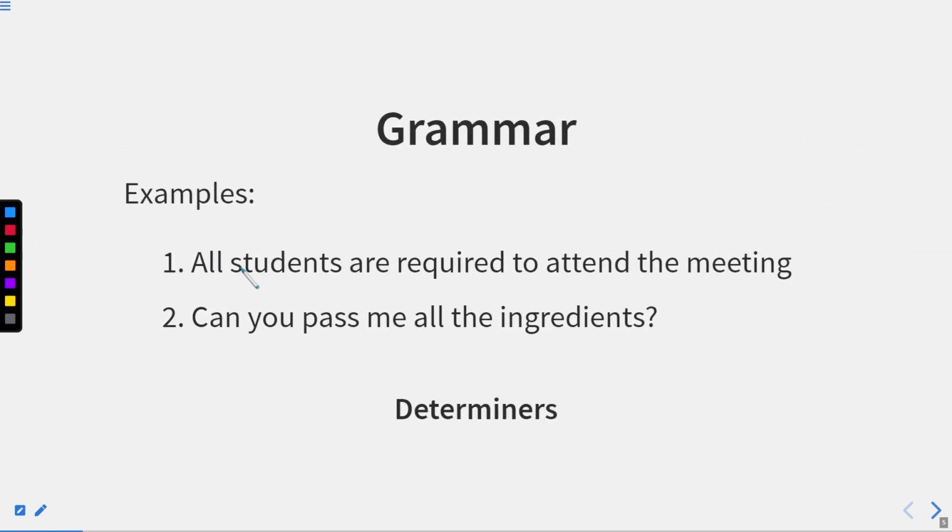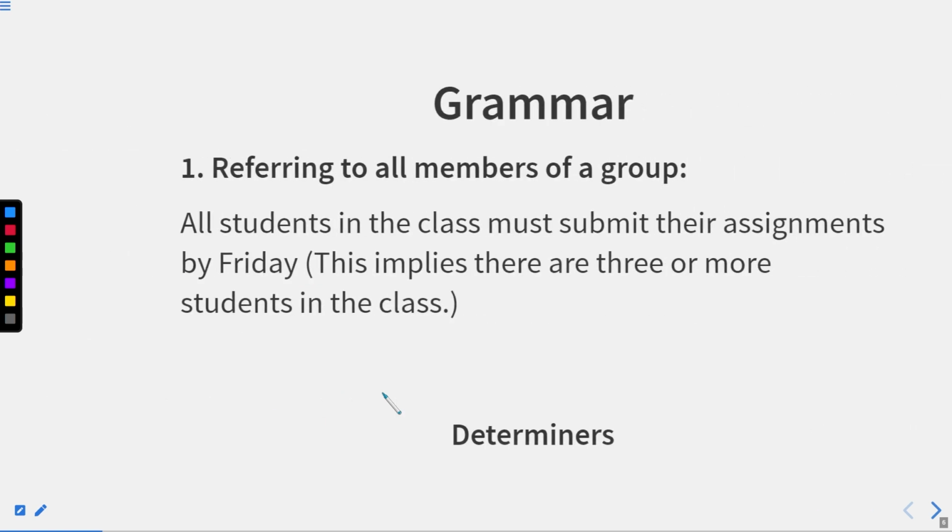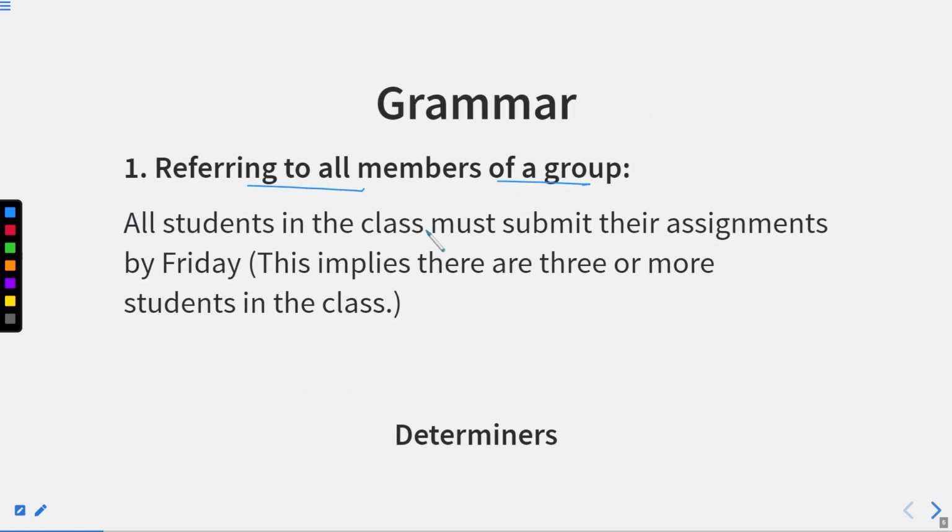Examples: all students are required to attend the meeting. It means I'm talking about all the students over there. Can you pass me all the ingredients? It means whatever ingredients are there, can you pass me all of them? Now let us move. Referring to all members of a group: all students in the class must submit their assignments by Friday. It means I'm talking about each and every student of that particular class. This implies there are 3 or more students in the class, and I'm talking about all of them.